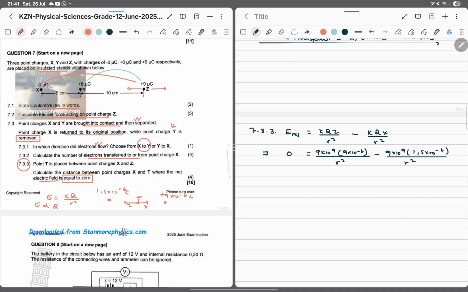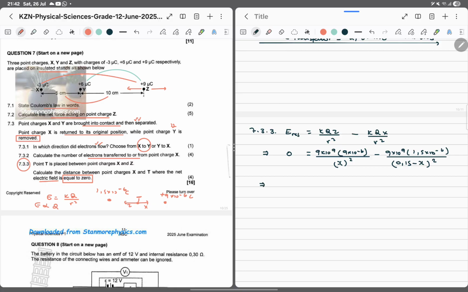Remember, the distance between them is still 15 centimeters, right? So if we call this one x, the other one is going to be 15 minus x. So we can do that. Say if we call this one x all squared, this one in terms of meters is 0,15 minus x all squared. Okay, I think that was the trick with this question.